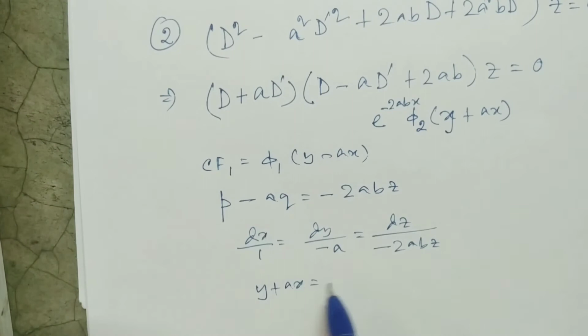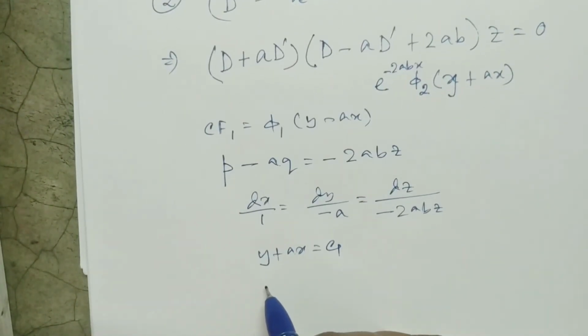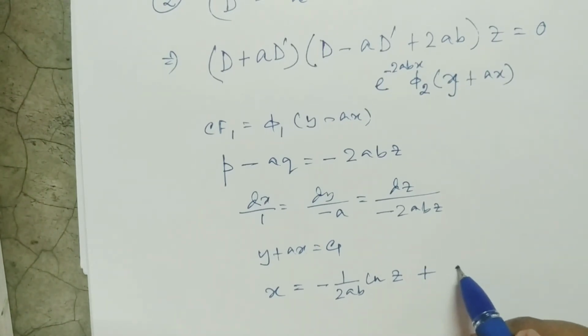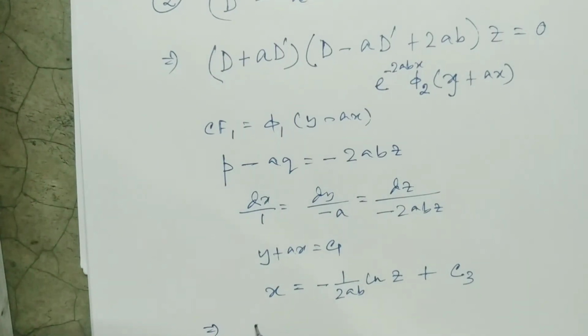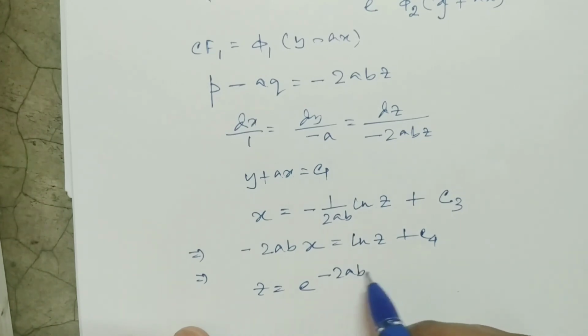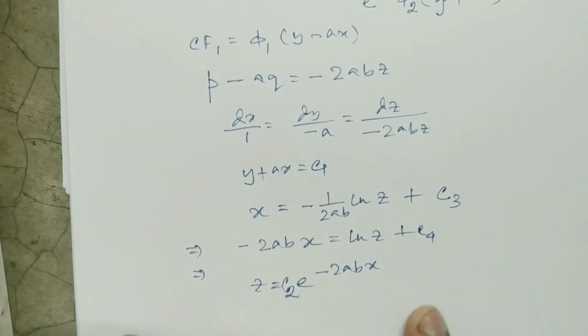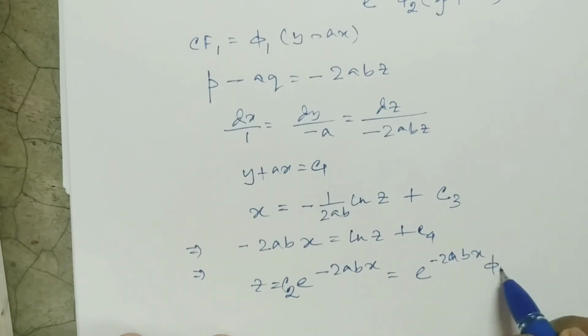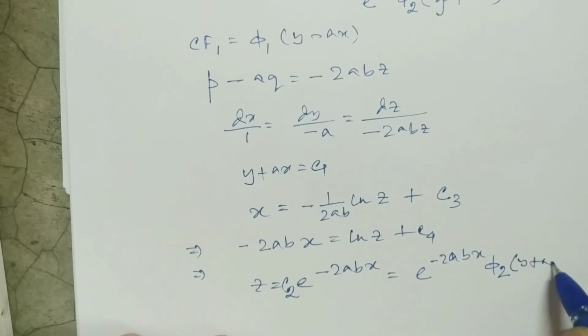y plus ax is equal to a constant, and from these two parts x is equal to minus 1 over 2ab log z plus c3. So combining, we can write minus 2abx equals log z plus c4. So solving, we can write z is equal to e to the power minus 2abx times c2. So we can write it as e to the power minus 2abx, some arbitrary function of y plus ax, right?